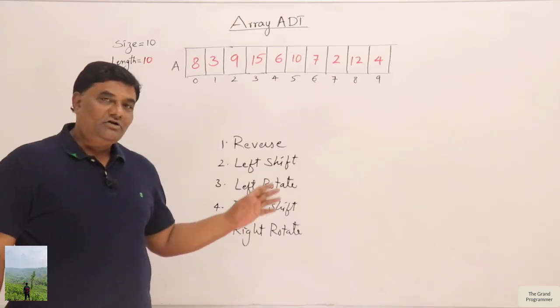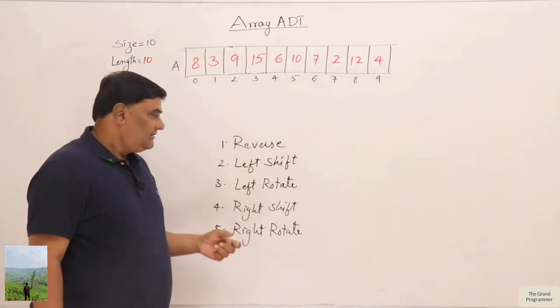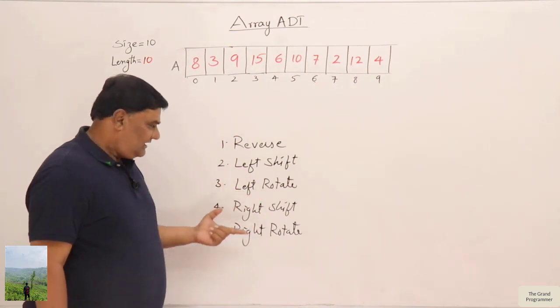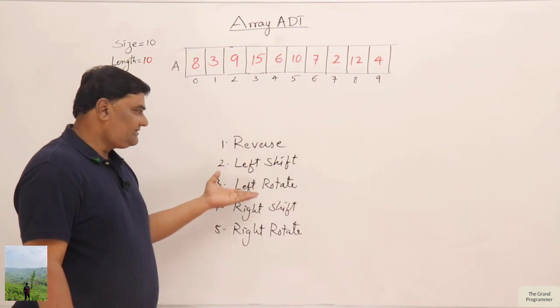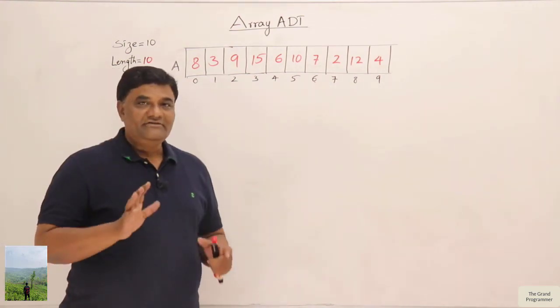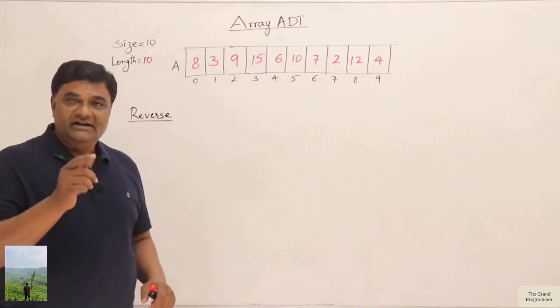Yeah, in this video we'll talk about these operations, that is reversing a list, that is array, left shifting of elements, left rotation of elements, and this right shift and right rotation are similar to these. So I'll be discussing these operations. Let us start with reverse. For reversing an array, we have two methods. Let us look at the first method.